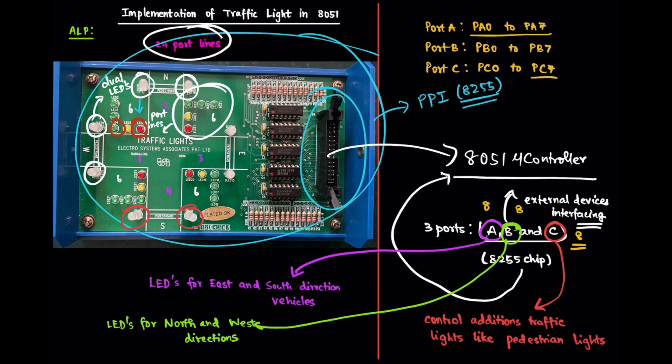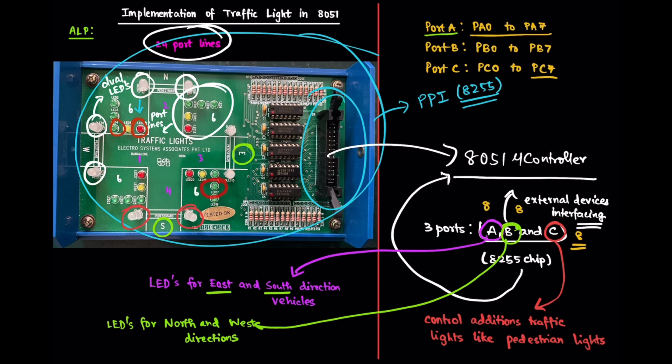Now I told that port A is going to regulate east and south traffic. So east is here and south is here. So port A is going to control, for PA0 port line, it is going to control this LED, LED 20, which is the red LED. Now for PA1, it is going to control LED 19, which is the amber one. For PA2, it is going to control the green LED, LED 18. Now these 3 LEDs are for east coming traffic.